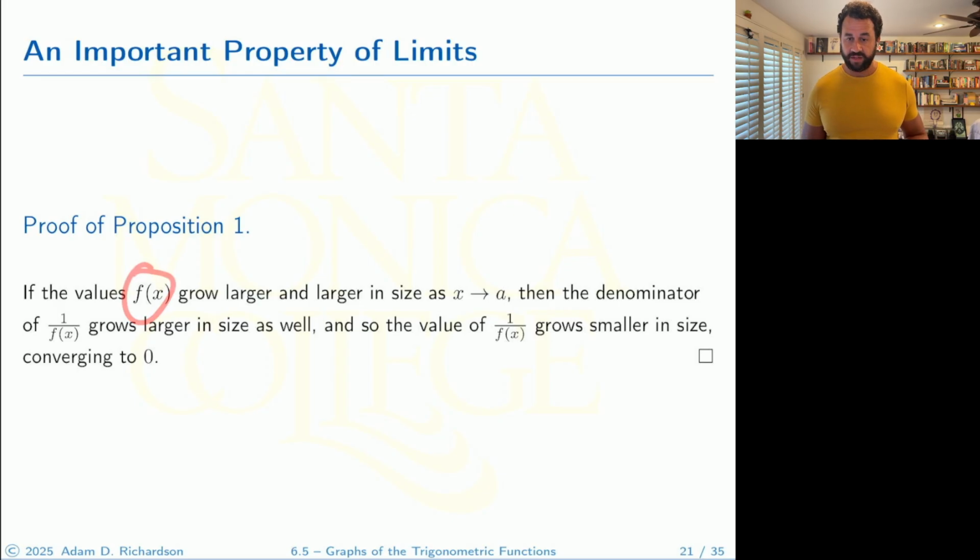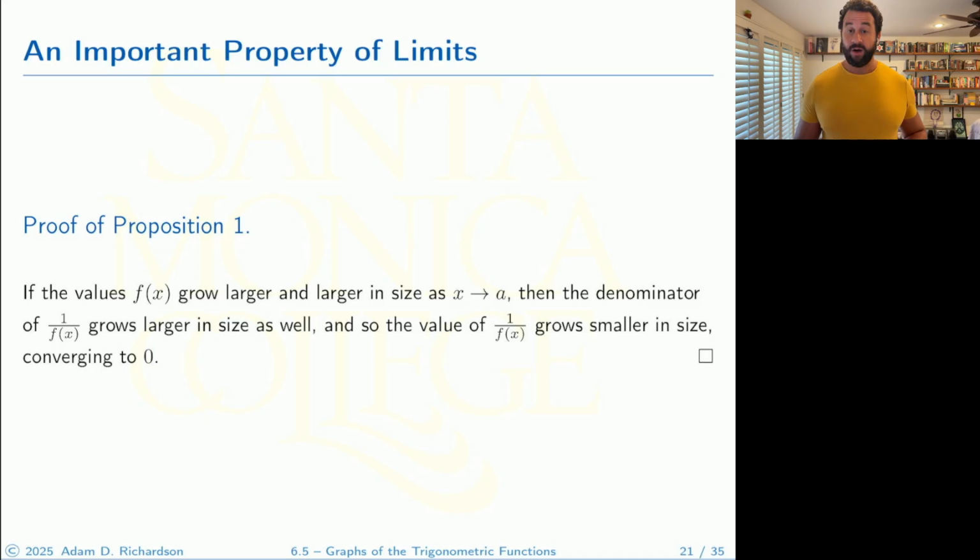If the values of f of x grow larger and larger in size as x approaches a, then the denominator of 1 over f of x would grow larger and larger in size as well. But if the denominator is growing large, then the value of this is getting smaller and smaller, and it converges to 0. That's basically it. If f of x is getting really, really big, 1 over f of x is getting really, really small, and it will converge to 0. That's why that property works.